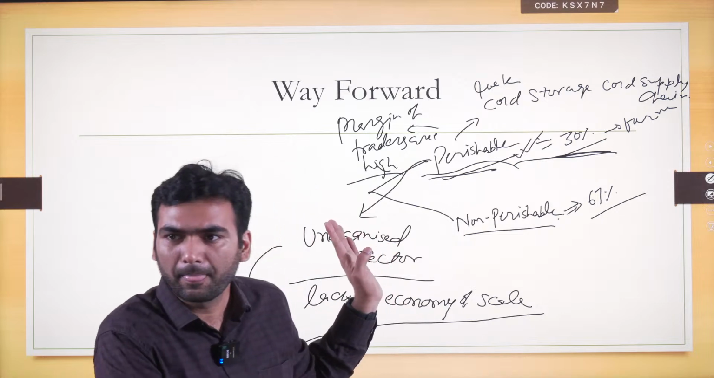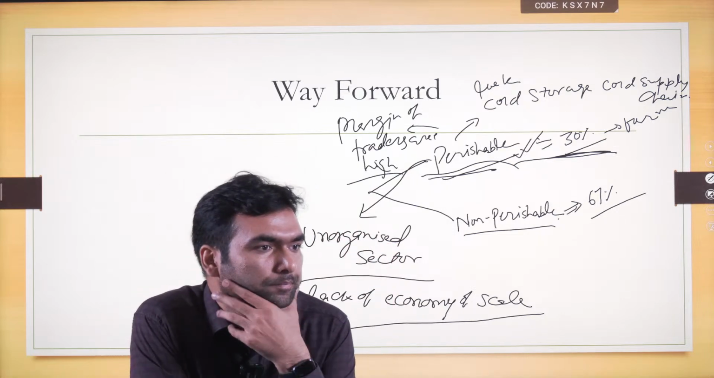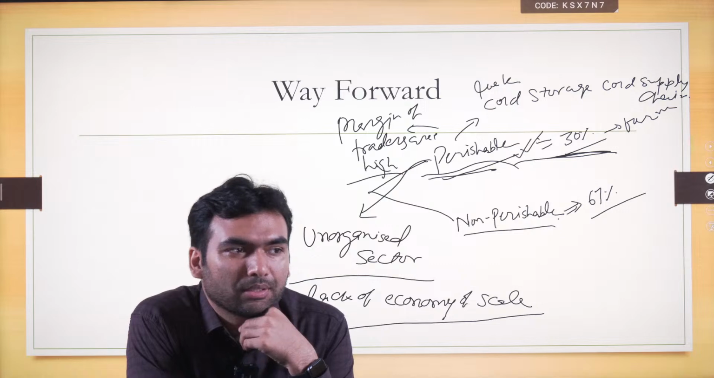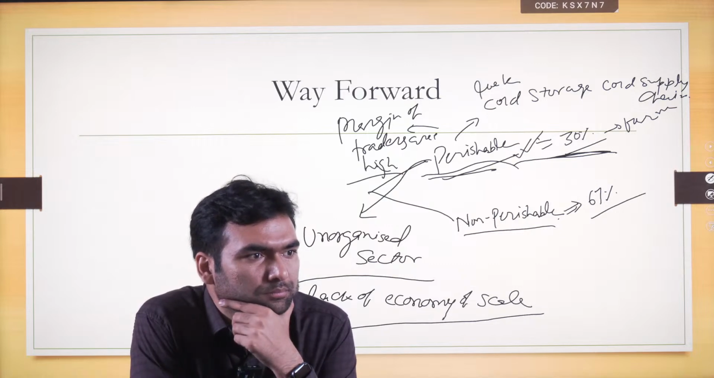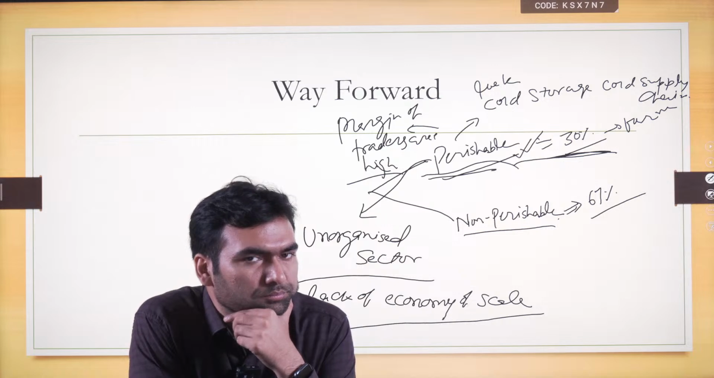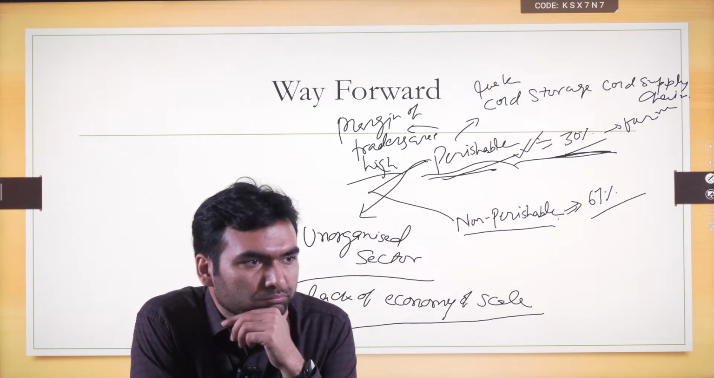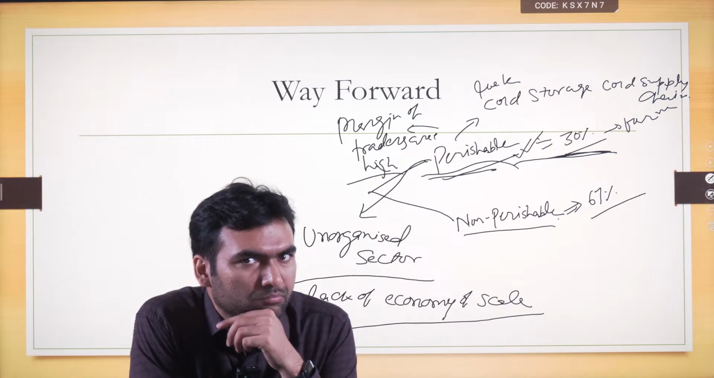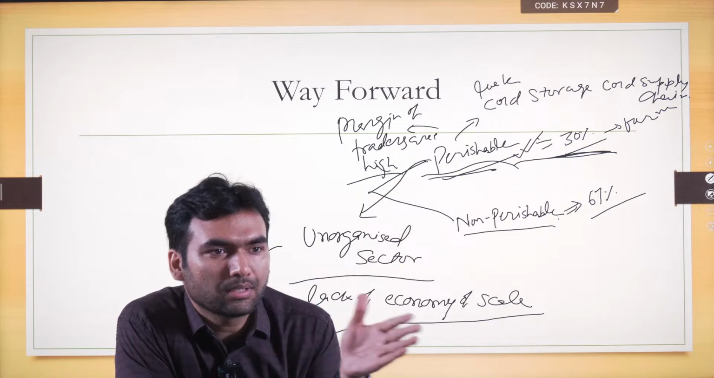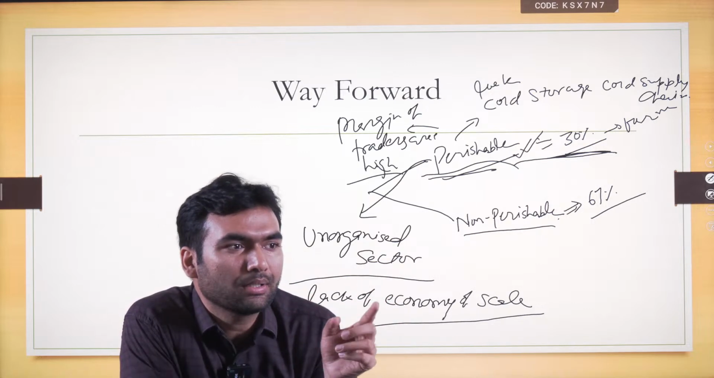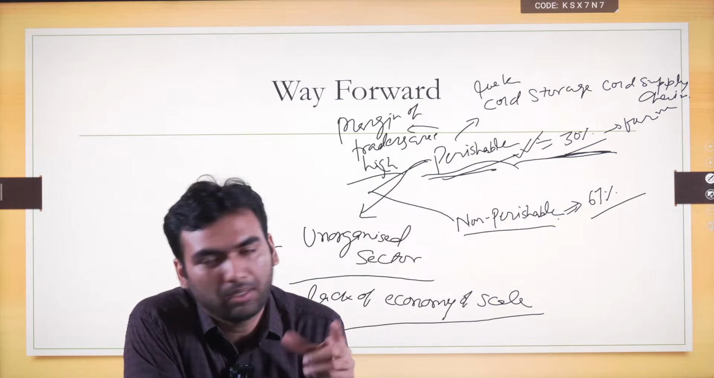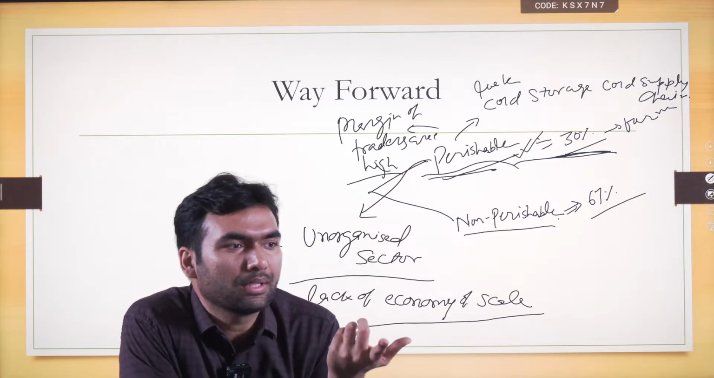Clear? Sir, marketing facilities also play a role. Marketing facility means accessibility to markets, nearer to these production areas. They're not easily perishable. You are saying that since accessibility to market is not there, that's why the wastage is more. Yeah, that's also the reason why there is high wastage.